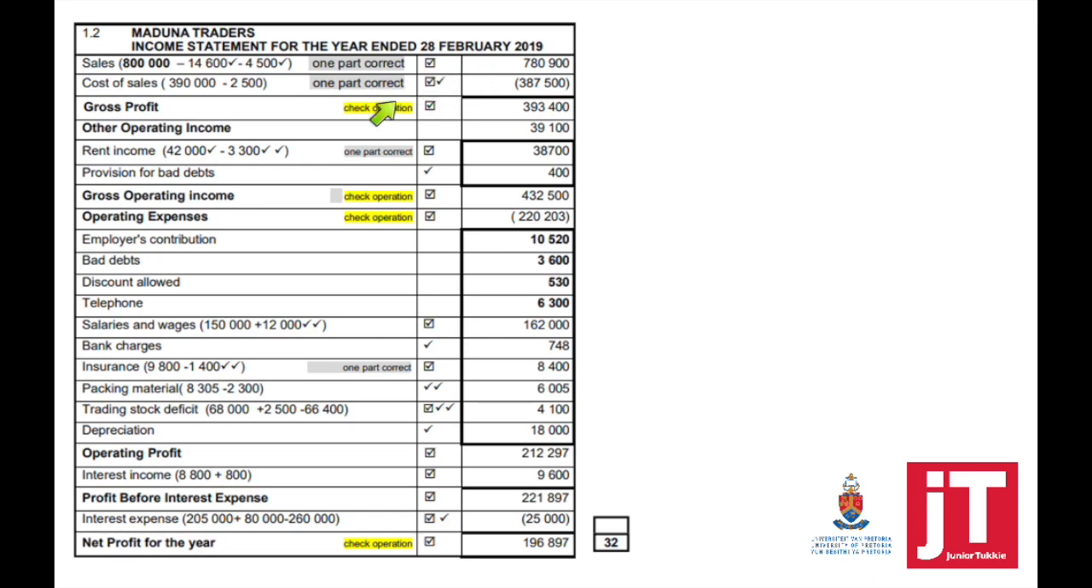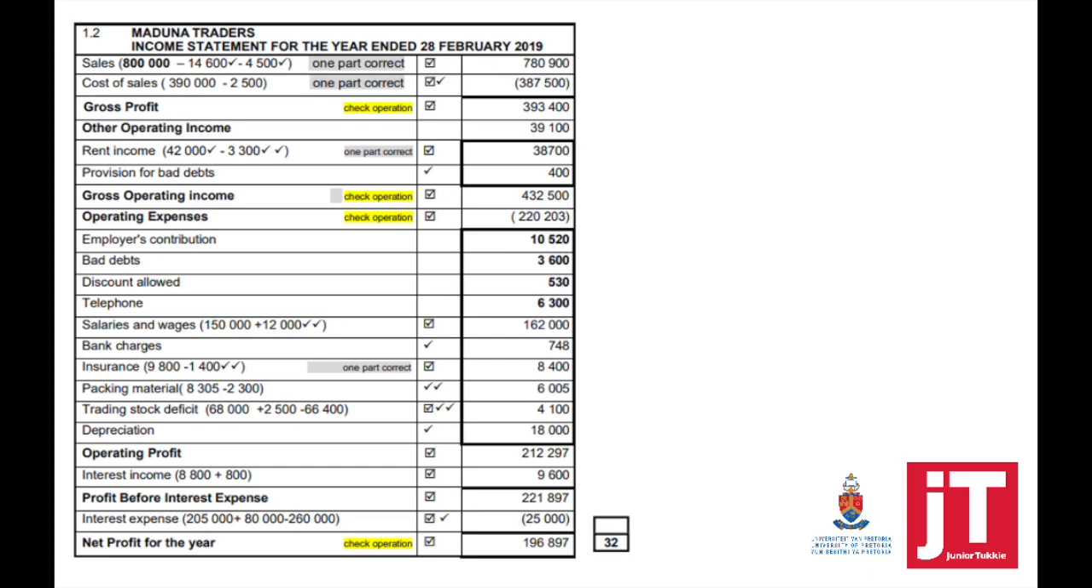If we're looking at check operation, to get that method mark, we look at, did you take your sales minus cost of sales? That's when you will get that method mark. So every time it says check operation, we actually look, have you done the steps correctly? If it says one part, it means one of those things needs to be at least correct for you to get that method mark.